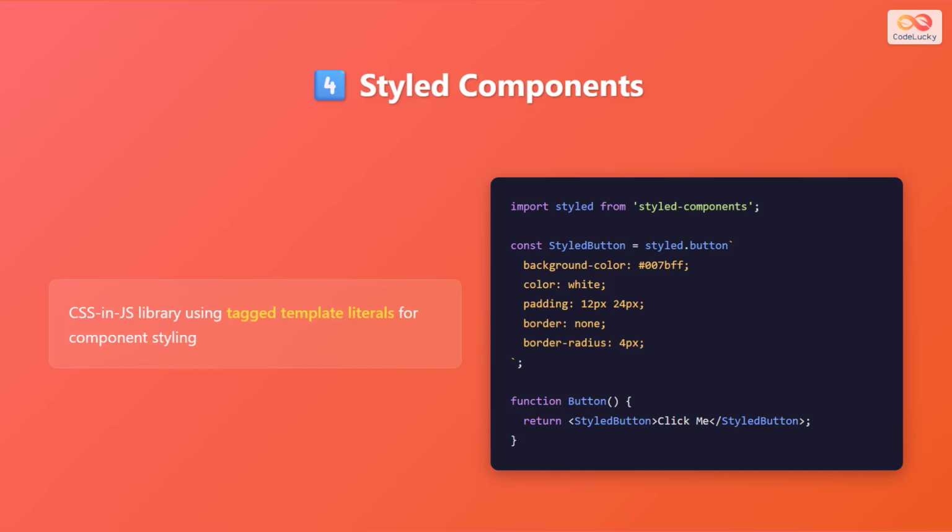Let's look at this example. First, import styled from styled-components. Then create a styled button component using styled.button and the template literal syntax. Inside the template literal, define your cascading style sheets rules. Finally, use the styled button component in your React component.